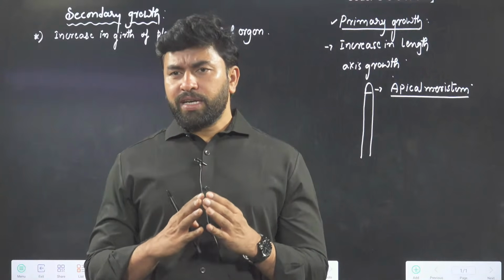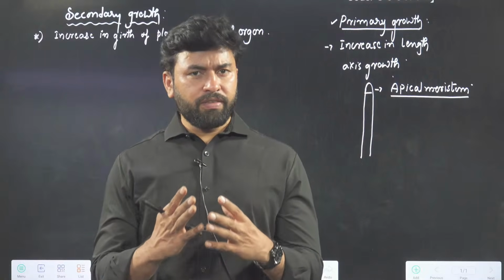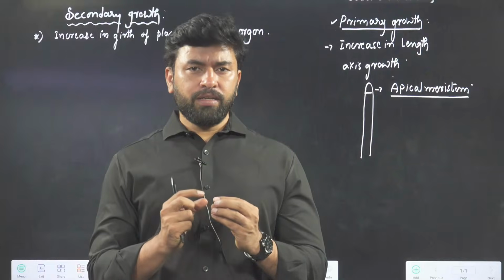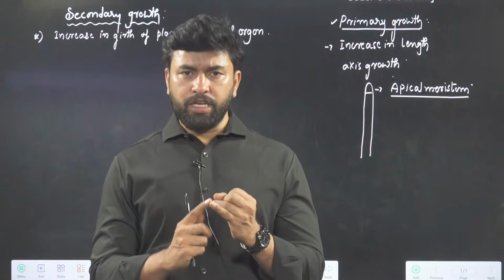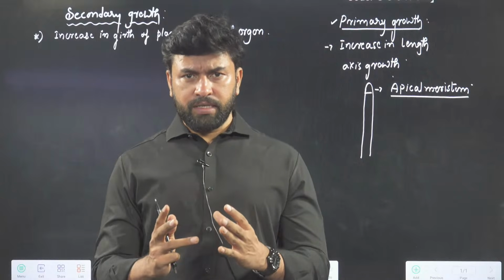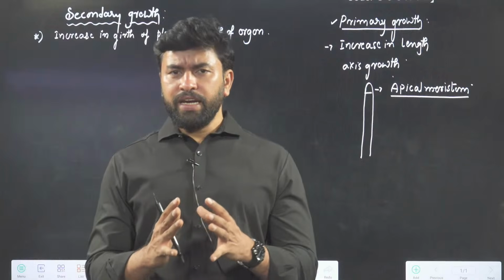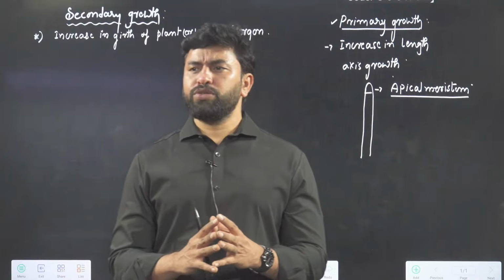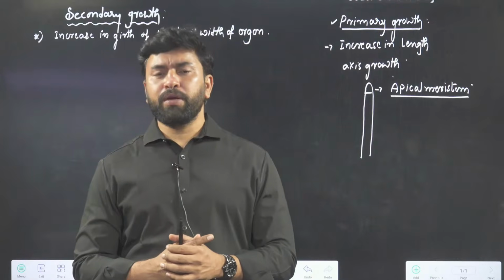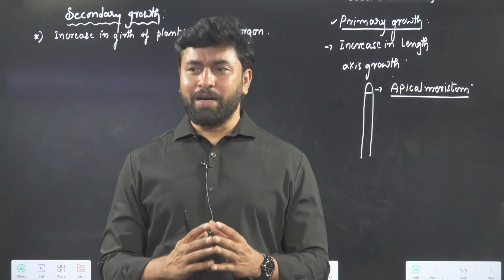Now, the word primary growth is a broad term. It does not define only increase in length. It also includes formation of leaves, branches, flowers, etc. Anything that is associated with the early stages of plant growth is known as primary growth. Primary growth occurs due to primary meristem, that is, apical meristem.